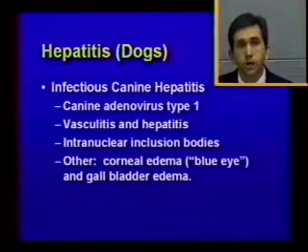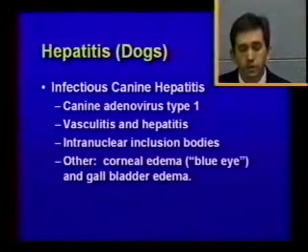It causes two patterns of injury. We see vasculitis, which would result in hemorrhage throughout the body, particularly small hemorrhages, what we would call petechial hemorrhages, where the mucous membranes would have multiple small red areas of hemorrhage. But we also see hepatocellular necrosis.